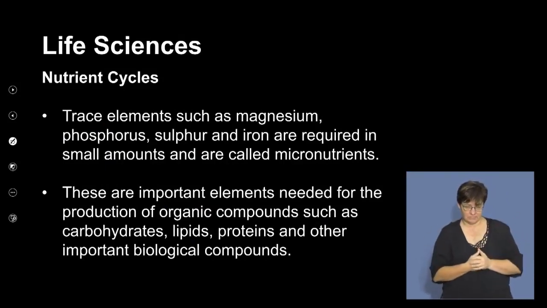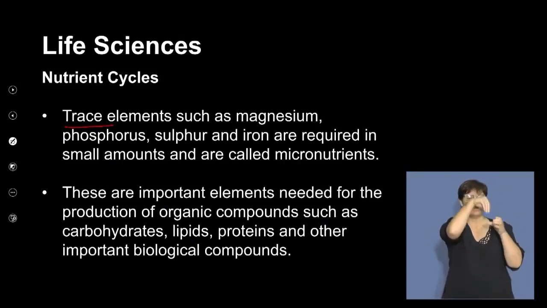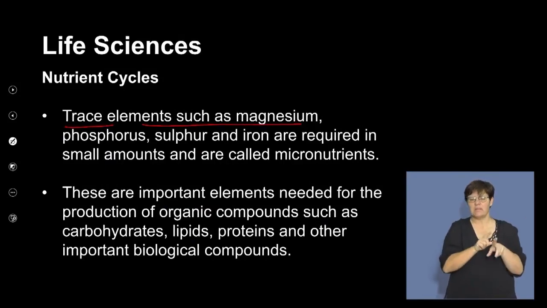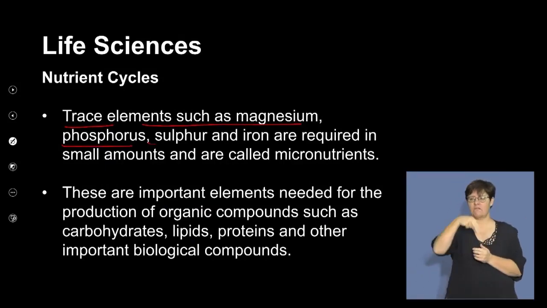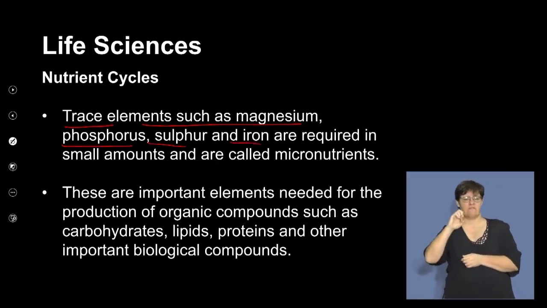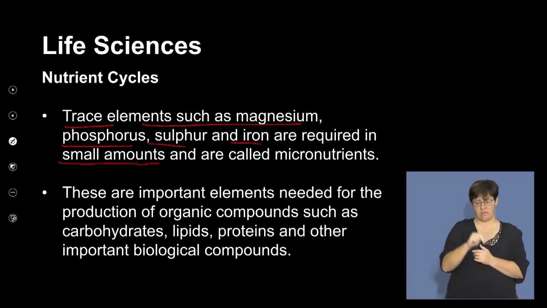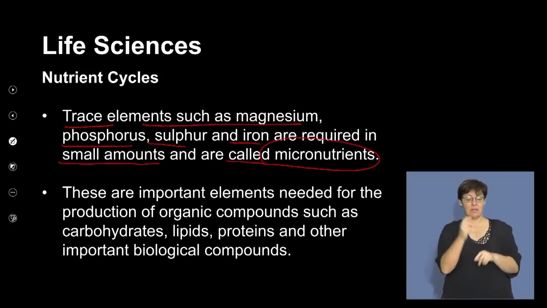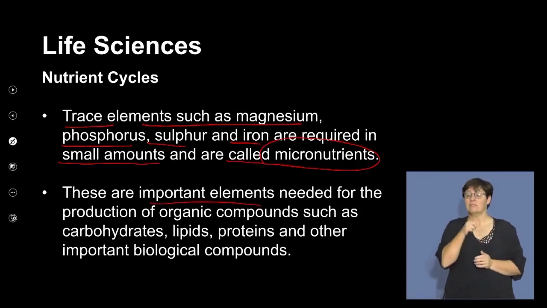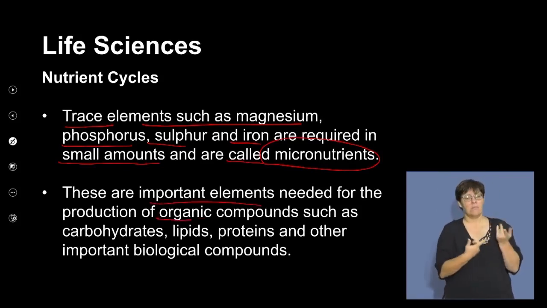There are other nutrients that are required in smaller quantities, and those are called trace elements. And these are those elements such as phosphorus, sulfur, iron, and other elements that are really required in micro quantities. And hence we say these are essential, but in very small quantities. And these are important elements that are needed for the production of your organic compounds.